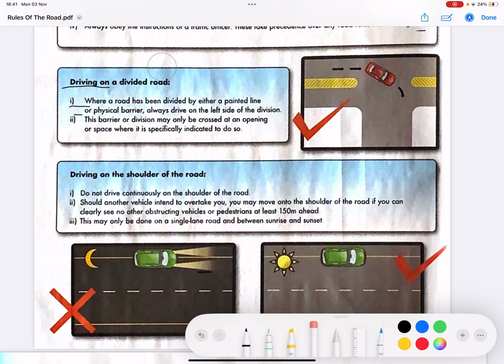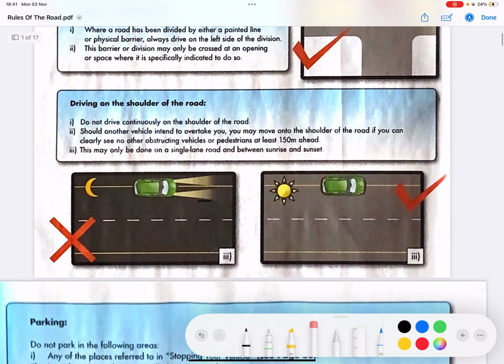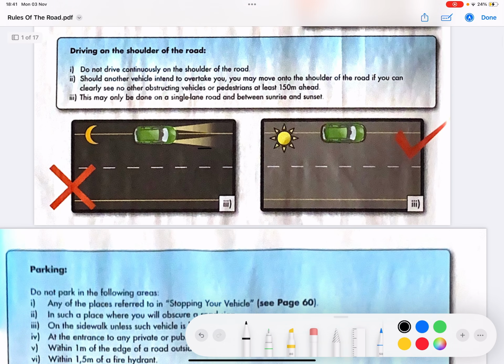All right, now we go down onto driving on the shoulder of the road. Do not drive continuously on the shoulder of the road. Should another vehicle intend to overtake you, you may move onto the shoulder of the road if you can clearly see no other obstructing vehicle or pedestrians at least 150 meters ahead.